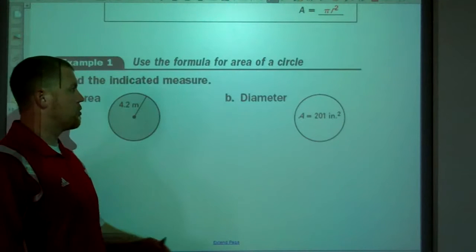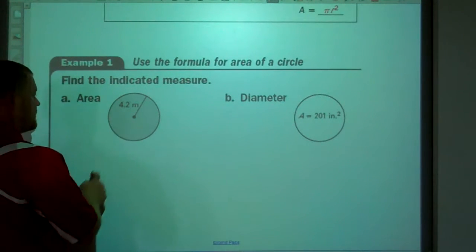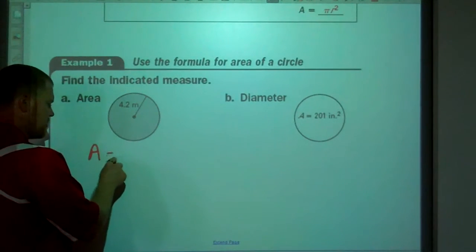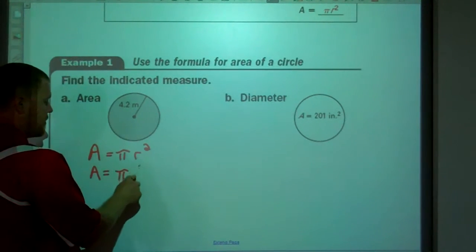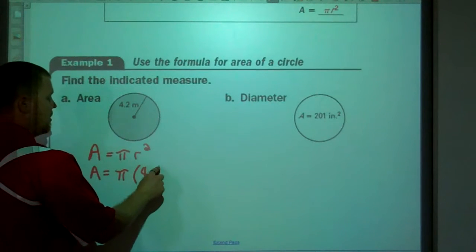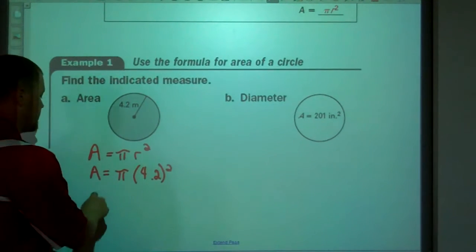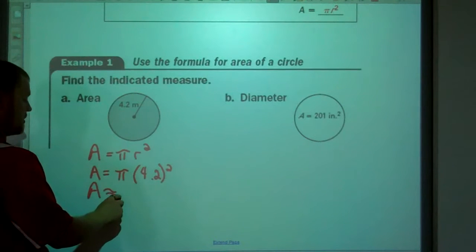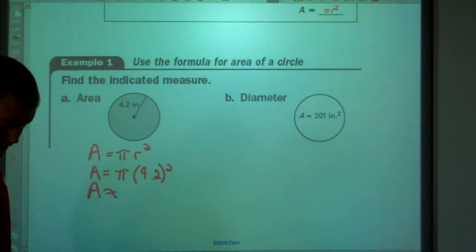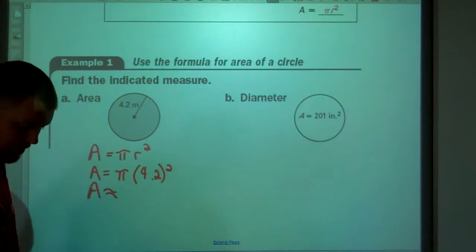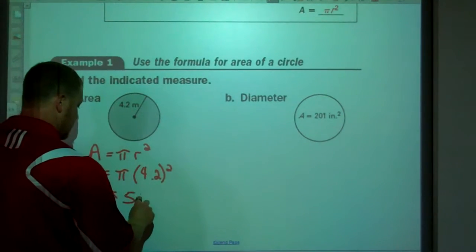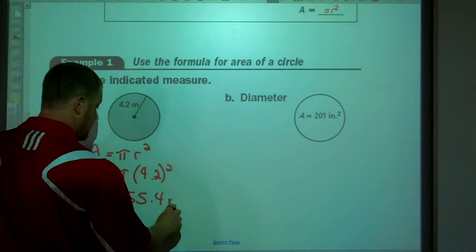So very simply, a couple quick examples of that. Finding the area of a circle, area equals pi r squared, so the area equals pi, the radius is 4.2 squared. So 4.2 squared is 17.64, times pi. We got 55.4, and that's meters squared.